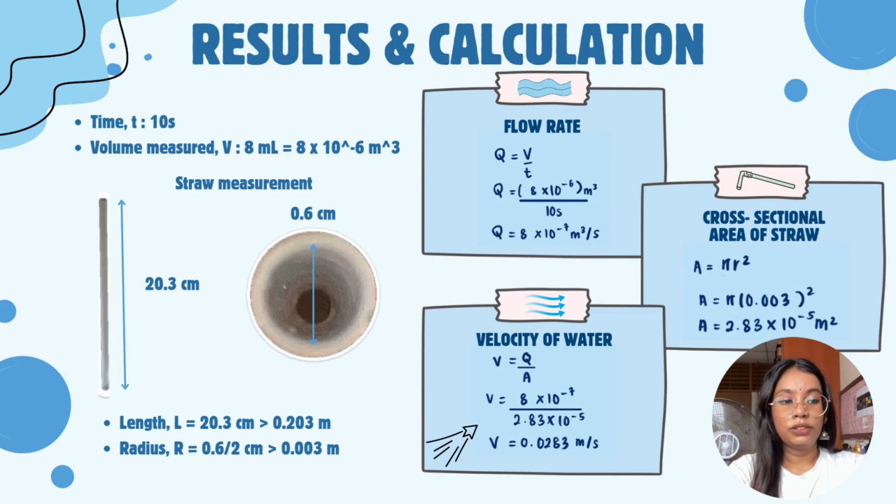Then using this flow rate and area, we calculate the velocity of the water. Velocity of the water is equivalent to flow rate divided by the cross-sectional area of the straw. So V is equivalent to 8 times 10 to the power of negative 7 divided by 2.83 times 10 to the power of negative 5. So the velocity of the water we got is 0.0283 meter per second. This calculation helps us analyze the fluid flow characteristics through the straw model and understand the relationship between flow rate, area and velocity.